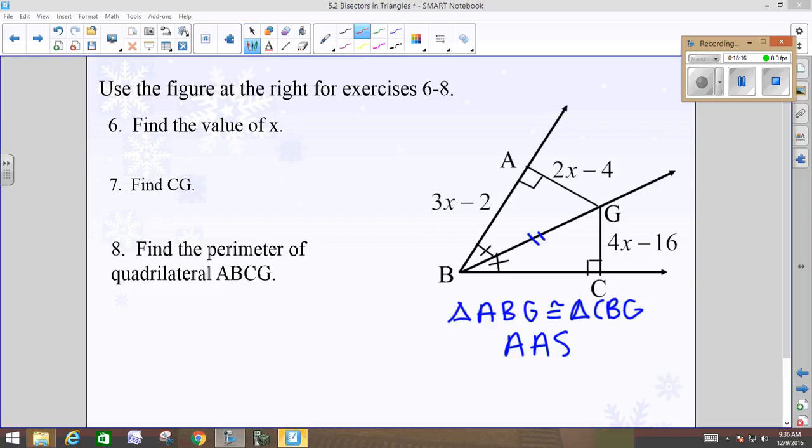If triangles are congruent, then all of their corresponding parts are, right? Okay, so AB would be the same as which side on my other triangle? BC. Well, that's not going to help me find x because I don't have it there. AG would have to be the same as CG. These are the two expressions with x, then you're going to set equal because those corresponding parts have to be equal. 2x minus 4 equals 4x minus 16. What did you guys get for your x value?